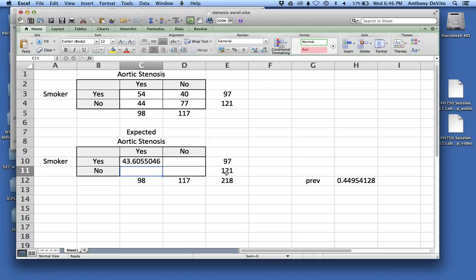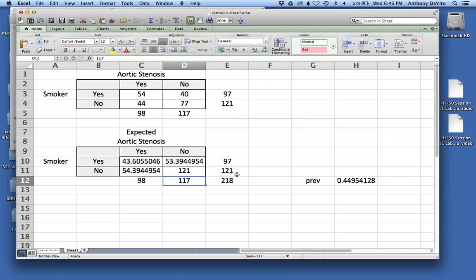So how about for people that are non-smokers, right? Well, I would expect the same rate. So for the 121 people that are non-smokers that we examined, I would expect them to have aortic stenosis at the same rate as the smokers. And if we add these together, trust me, it's going to come out to be 98. Okay, so here is going to be the difference. It's going to be equal to 97 minus this number. Click in there. Good. There we go. And this is going to be equal to 121 minus this number.